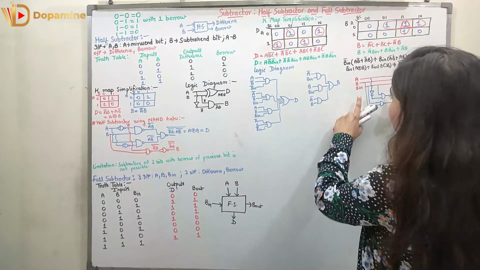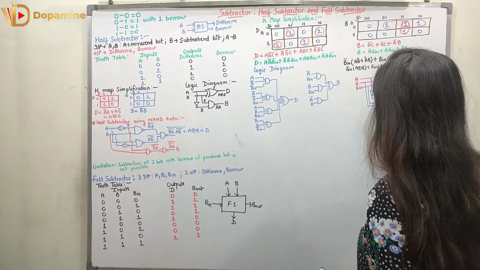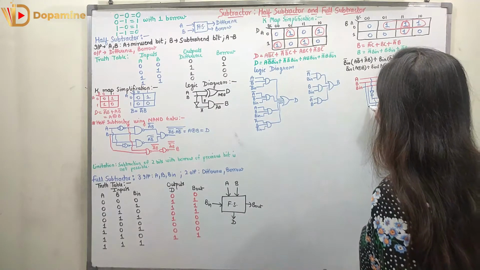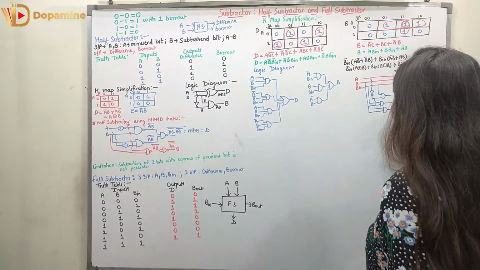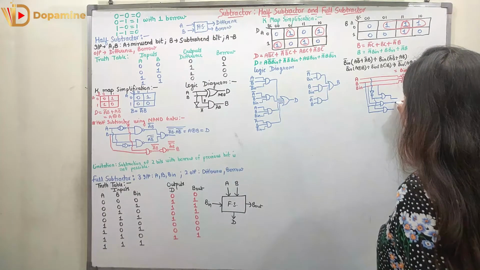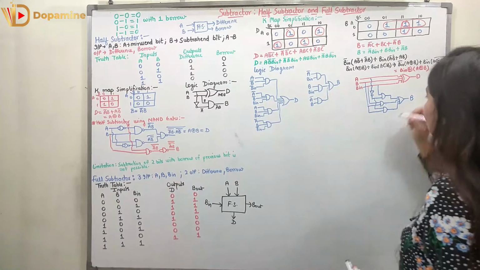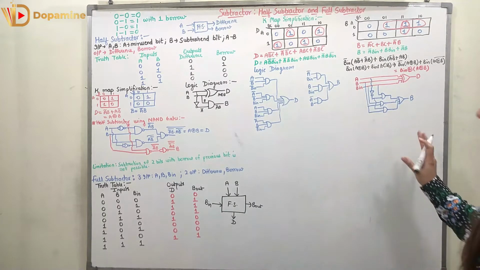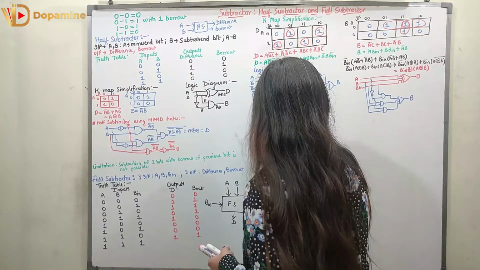Now after that I require A bar and B. So A bar is taken from here and B is taken from here. I will multiply both of them and here I will add all of them, right? Here I will get borrow, right? So in this manner you can make the logic diagram. Now after the logic diagram I can make the full subtractor using two half subtractors.